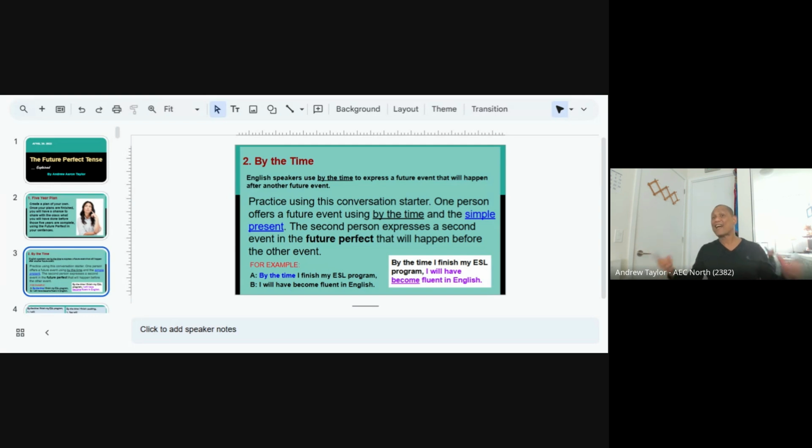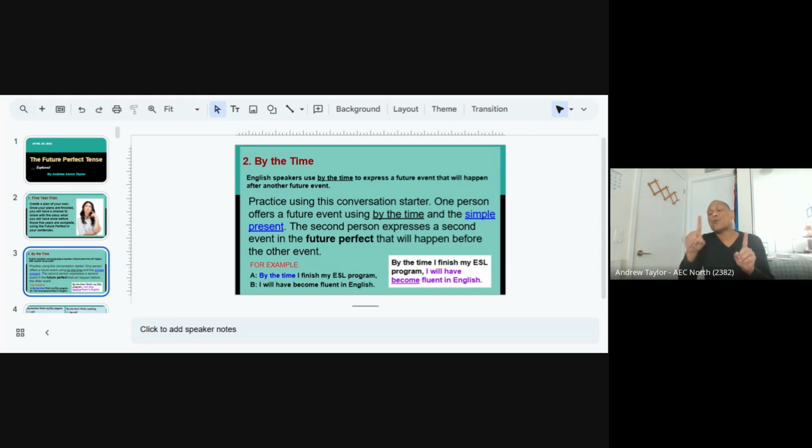And the second action that will happen in the future actually loses the will in the grammar. It becomes simple present: I finish my ESL program. So when you combine them, introducing the expression by the time, you will say, by the time I finish my ESL program, I will have become fluent in English. Or you can even switch. I will have become fluent in English by the time I finish my ESL program.